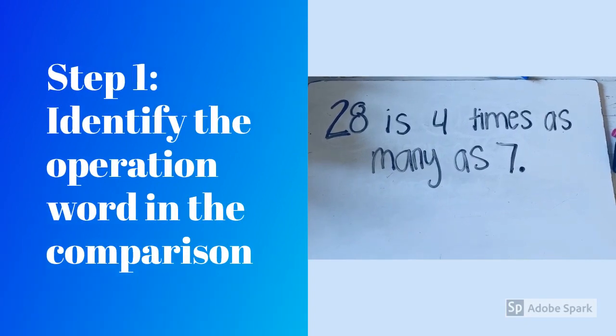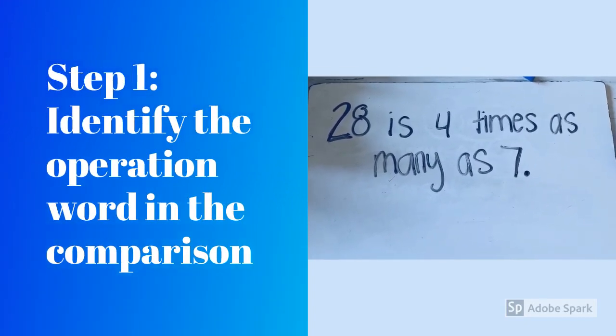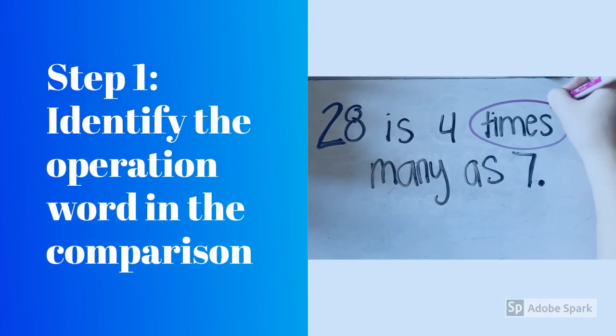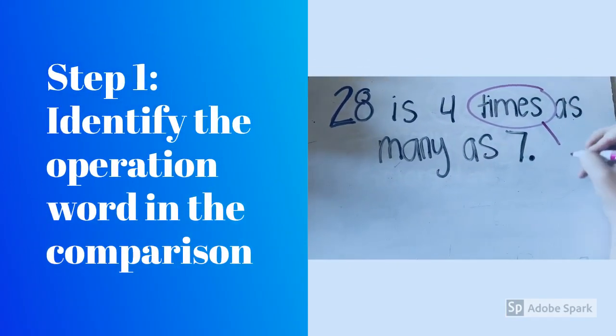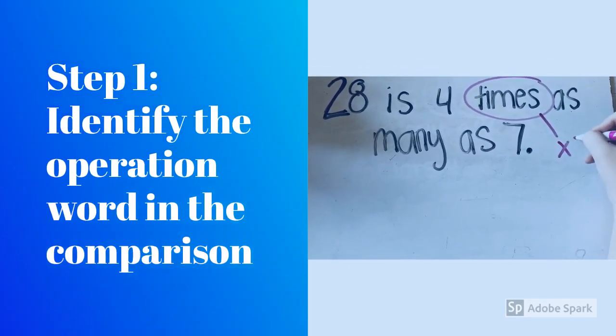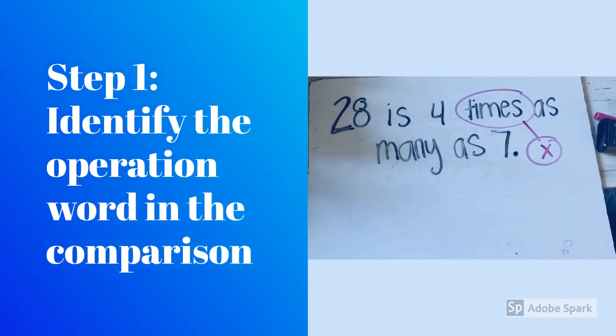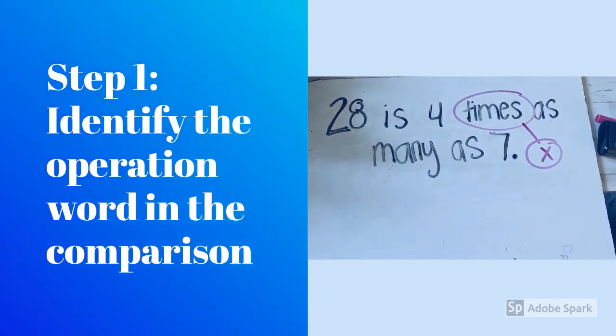Our first step is to identify the operation word. What do you think it is? Times. What does times tell us? Multiplication. Good, so we know that we are multiplying in this comparison.